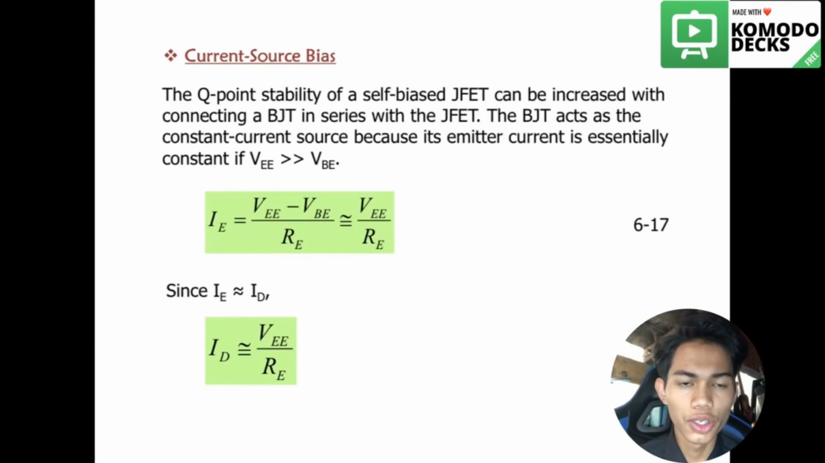Current source bias. The Q point stability of a self-biased JFET can be increased by connecting a BJT in series with the JFET. The BJT acts as the constant current source because its emitter current is essentially constant if VEE is bigger than VBE.